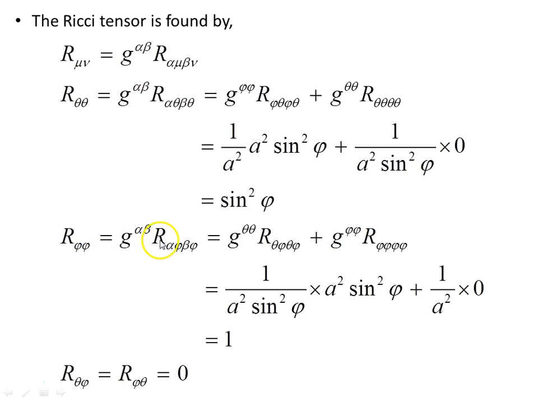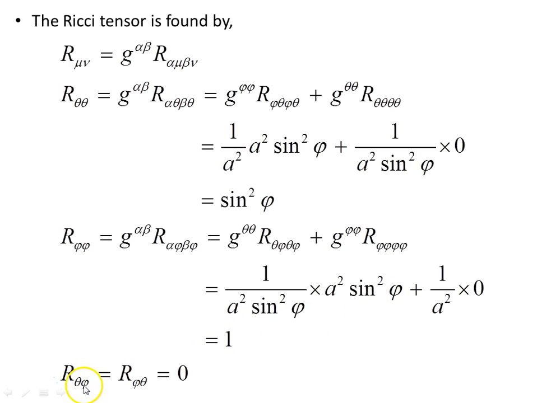Let's have a look at r phi phi. That's g alpha beta again, r alpha phi beta phi. Now, what form could this take? Well, we could have g theta theta, we could have g phi phi, and as we found earlier, g theta phi, g phi theta, all in the upper positions are 0. And so we can take g theta theta times this object plus g phi phi, both in the contravariant positions, times this object. Now this object here is 0. G phi phi, as we saw earlier, is 1 over a squared, but that's times 0, so that will disappear. G theta theta is 1 over a squared sine squared phi. This object here is a squared sine squared phi, so this gives us 1.